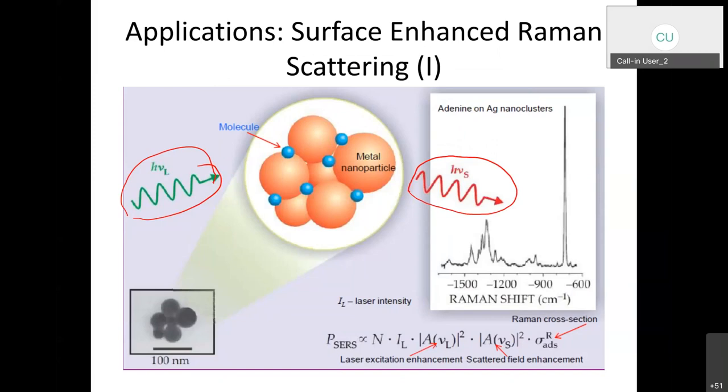Now it helps that with plasmonics you have broad resonances, and so you can enhance both of these wavelengths at the same time. Whereas the enhancement of the local field will benefit the incident wave as the square, the scattered wave will also benefit as the square. And so overall, you get a fourth power enhancement in the Raman signal. So if you have something fairly moderate, like 1,000 times field enhancement, then overall you get 10 to the 12 enhancement in your Raman signal. And this really allows Raman to achieve single molecule sensitivity.